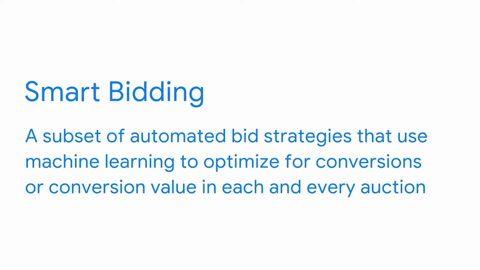As an e-com specialist, you'll likely measure efficiency often, and a good time to revisit goals and demand trends is during the off-season. To start, you'll need to determine your bidding strategy for the on-season or seasonal events. To do this, you'll use smart bidding. Smart bidding is a subset of automated bid strategies that use machine learning to optimize for conversions or conversion value in each and every auction.